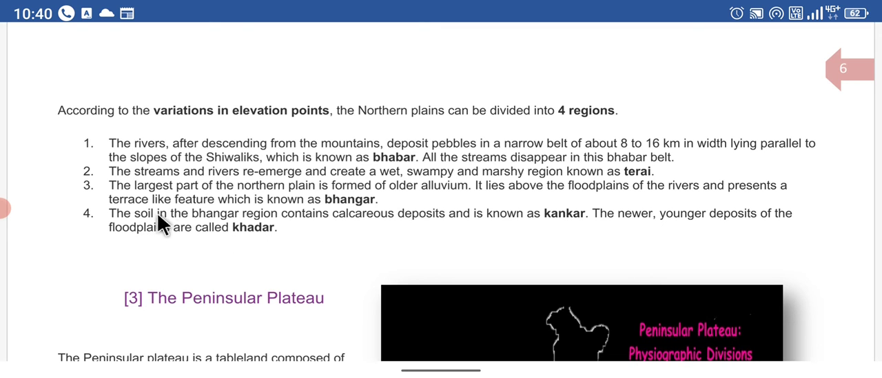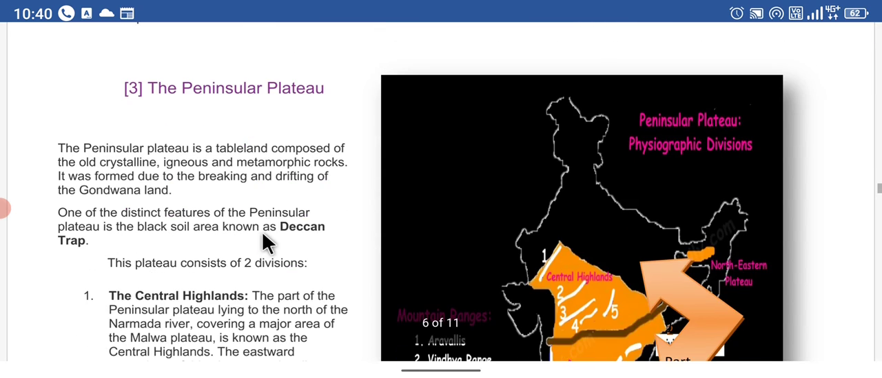And Khadar. The soil in the Bangar region contains calcareous deposits known as Kankar. The newer, younger deposits of the floodplains are known as Khadar. The Khadar regions are renewed almost every year and so are fertile, thus ideal for intensive agriculture.